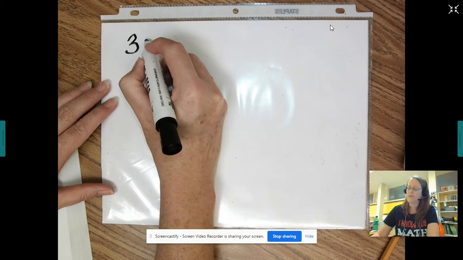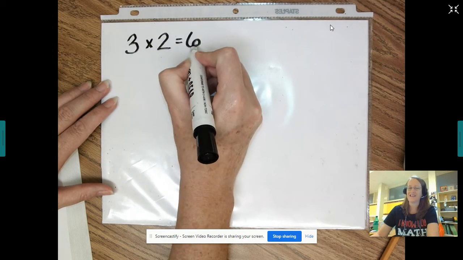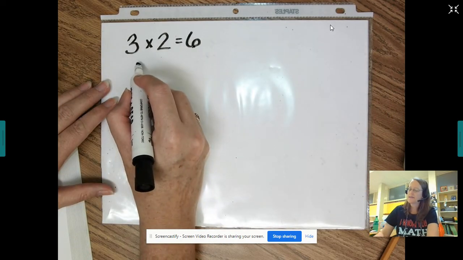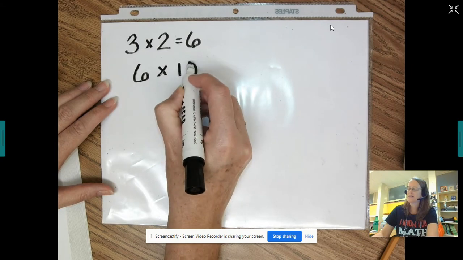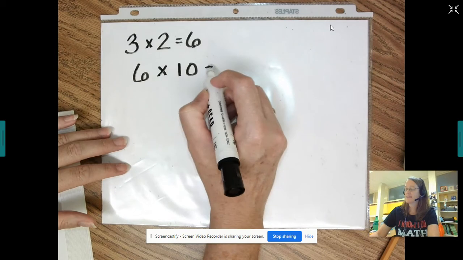I know that 3 times 2 equals 6. Okay, what is 6 times 10? Yeah, it's 60.